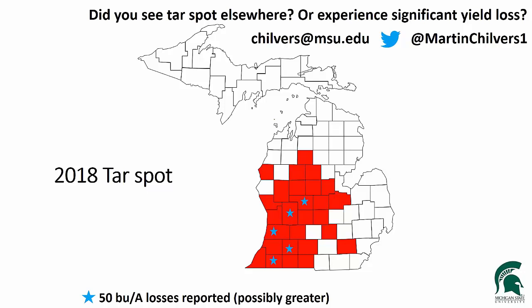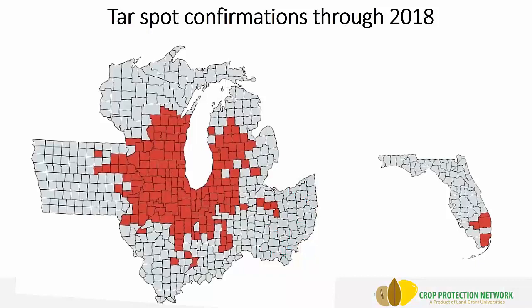Now that we've had substantial levels last year in Montcalm County and others, I fully expect that to be an issue going forward. And as the season progresses, it may very well hit the thumb later this year. I don't expect yield losses this year. It seems very slow compared to last year for the most part, but it's starting to pop up again. And in 2018, other states surrounding Lake Michigan also confirmed tar spot by the end of the season. This is a cumulative map of wherever we've had positives over the last few years through 2018.